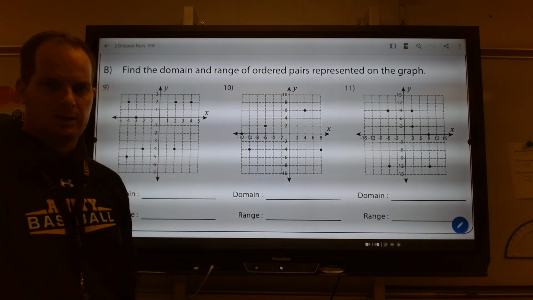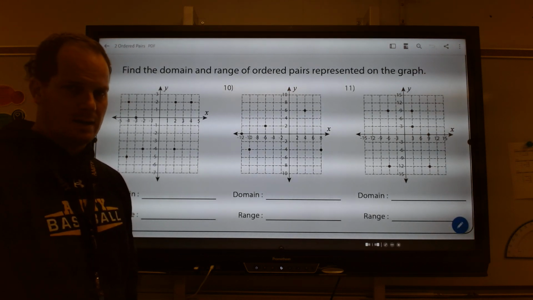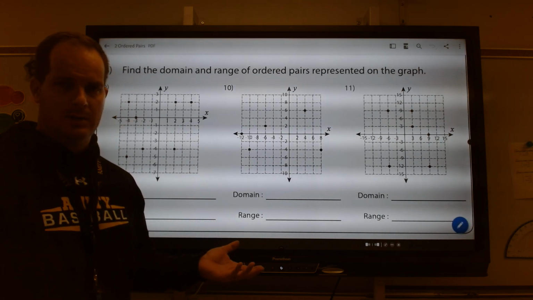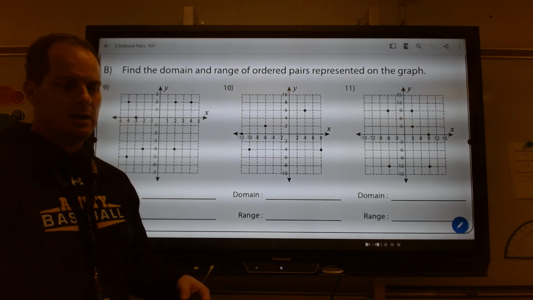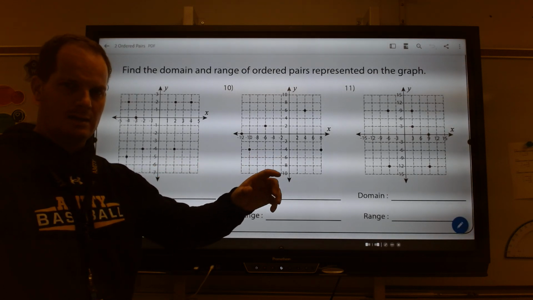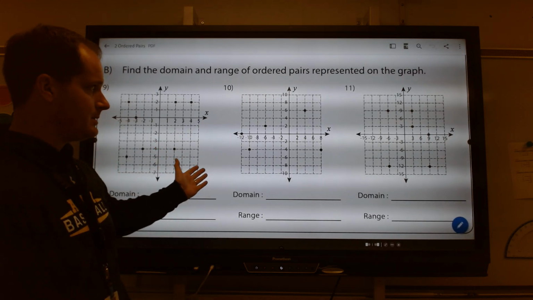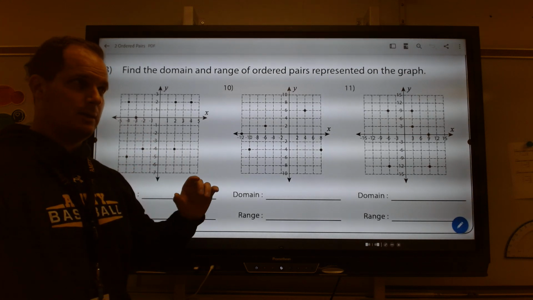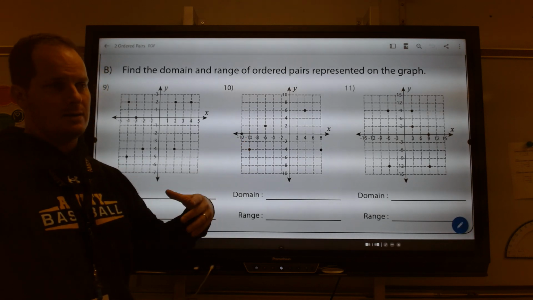The purpose of today's video is to be able to identify the domain and range of ordered pairs on a coordinate graph. As we know, there are different ways to represent relationships. Sometimes it's tables, sometimes it's graphs, sometimes it's mapping diagrams. Sometimes our relationships are continuous, meaning that there's a solid curve or solid line. Sometimes they're made up of pieces, like piecewise functions. And sometimes, in this case, we have discrete relationships, which are distinct points.